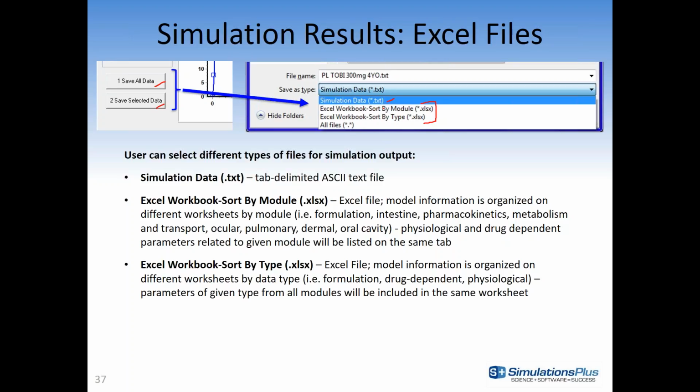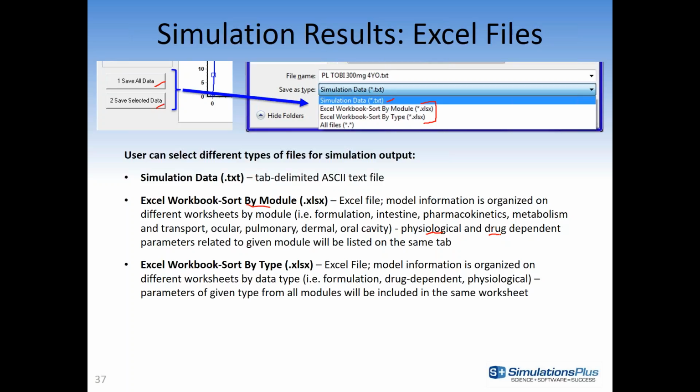And we have two different options to sort all of the inputs in these Excel files. You can do sorting by module, which means each part of the model, whether it's formulation, gastrointestinal tract, pharmacokinetics, metabolism, ocular, pulmonary, dermal, whatever pieces of the model you had linked in your simulation, each of these parts will have a different worksheet in that specific Excel file. And that worksheet will contain both physiological as well as drug-dependent parameters related to that part of the simulation inputs.